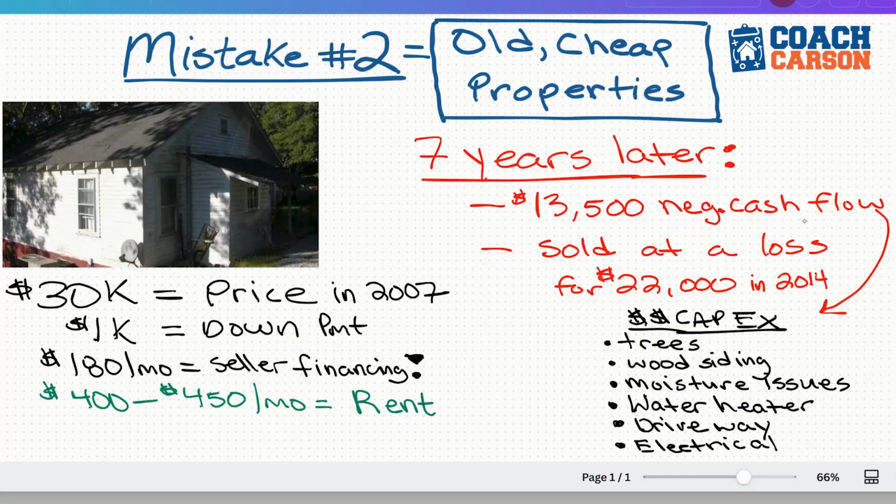Now, how did that happen? It looked like we had positive cash flow, right? Well, it happened because we had to do repairs on the property, capital expenses. We had to cut some trees down that were about to fall on the property. It had wood siding, and we had to have that property scraped, and had old lead-based paint, so you had to spend more money fixing that. We had moisture issues in the crawl space that we had to fix, including some rotten wood. We had a hot water heater go out. We had to fix the driveway, the gravel washed out. We had some electrical issues that we had to fix.